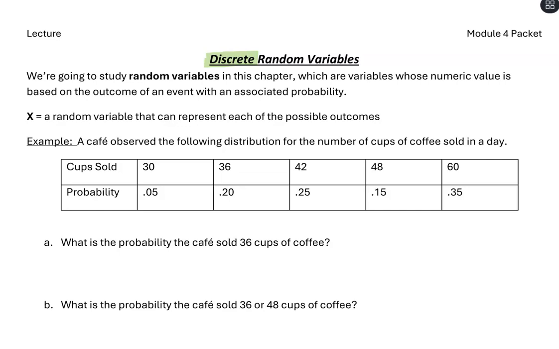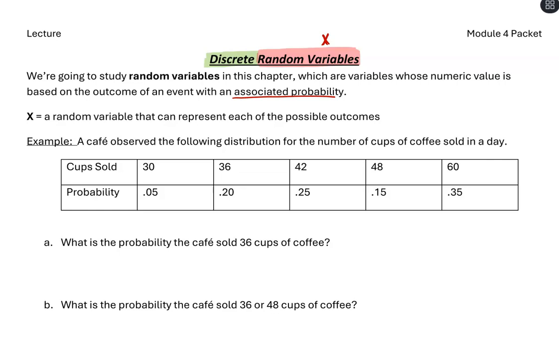Some new terminology is the idea of random variables. So these are going to be a variable, which we usually represent with the letter capital X. So we let X represent our variable, and random in that it can be a random occurrence that happens. So to have a certain outcome for our variable, it occurs randomly. So we're going to study our random variables in this section, and our variables are going to have a numeric value that occurs randomly, and that outcome of an event has an associated probability with it.